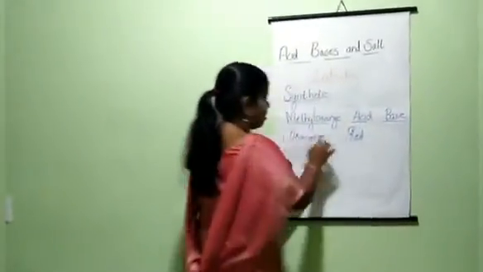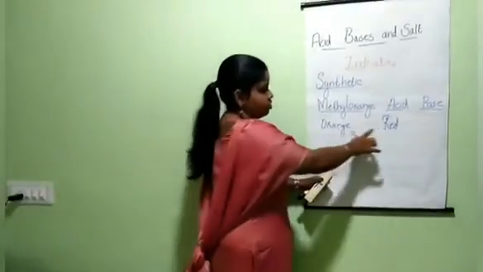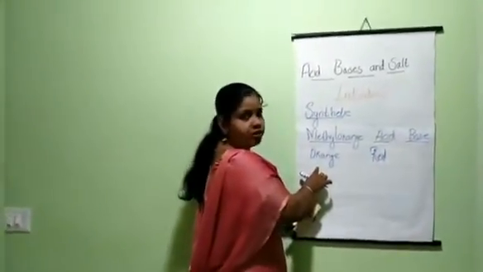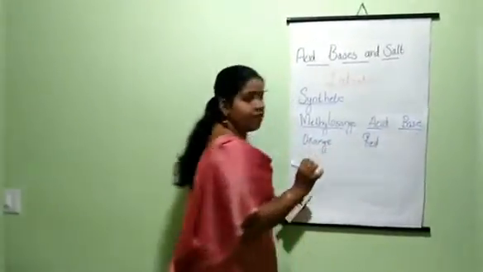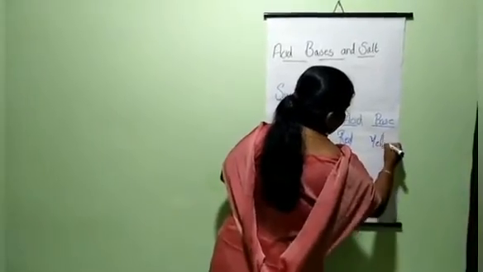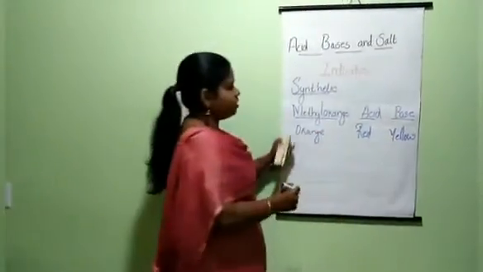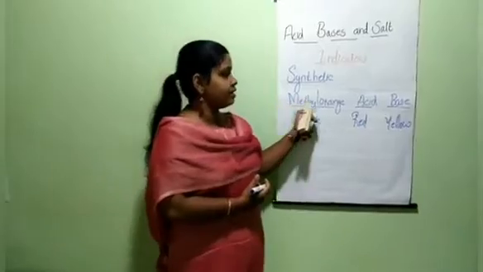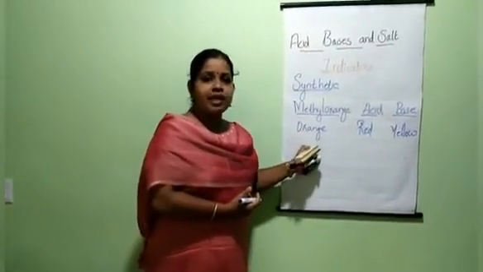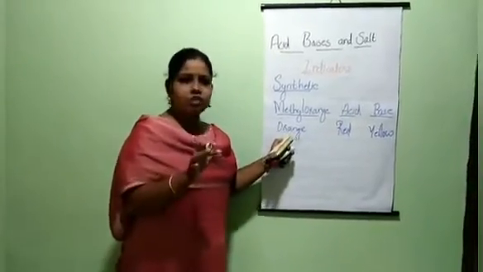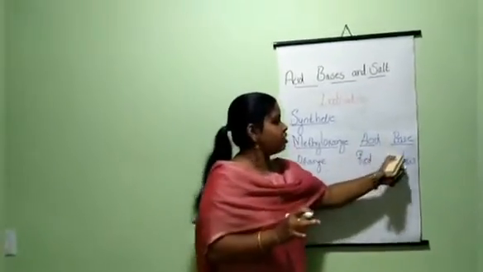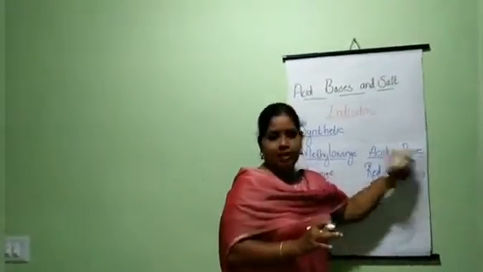red. The orange color of the methyl orange changes to red, and if we add one drop of methyl orange to a basic solution, what happens? The orange color changes to yellow. So, the first example of synthetic indicator is methyl orange. It has an orange color, which changes to red in the presence of an acid and changes to yellow in the presence of a base.